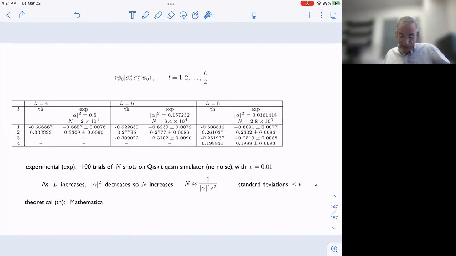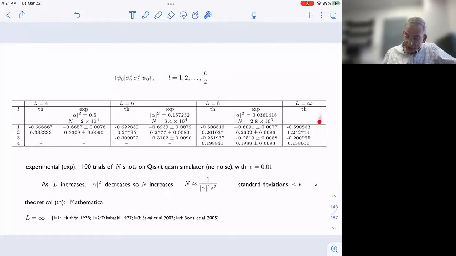And just for curiosity, I put here also the infinite site result, L equals infinity. So these are notoriously difficult calculations. For little l equals 1, it was done in '38. For little l equals 2, it was done in '77. For 3 in 2003, and 4 in 2005. And these are the results. You can see that for little l equals 1, the 8 sites is not too far from the infinite, but as you go to higher little l's, remember little l is how far away the two spins are, then you see you're getting further away. So to get a more accurate number, you need to go to bigger size chains.